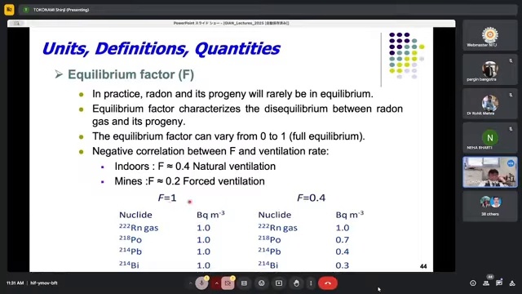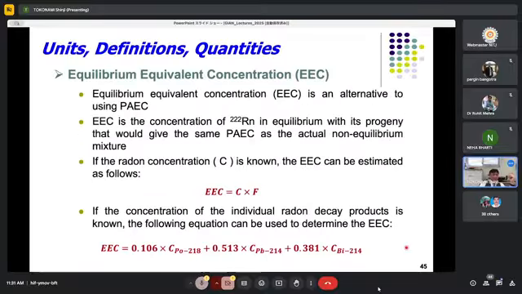This is a sample of individual concentrations of radon and radon progeny. Look at this. So we use equivalent concentration, EEC, very often.